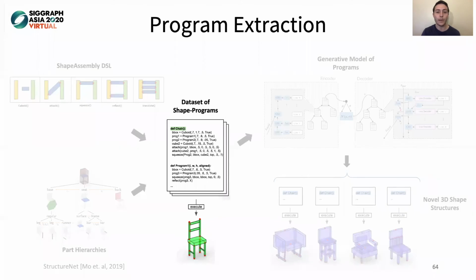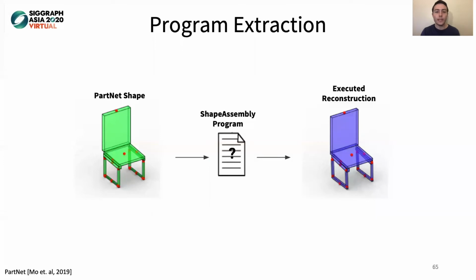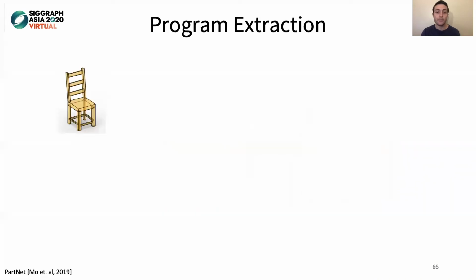Now, we'll look at how we get our dataset of shape programs. Our goal in this step is to find ShapeAssembly programs that, when executed, recreate the geometry of shape instances found in PartNet. As a running example, we can consider this chair from PartNet, and specifically, we might be interested in the program corresponding to its back part.